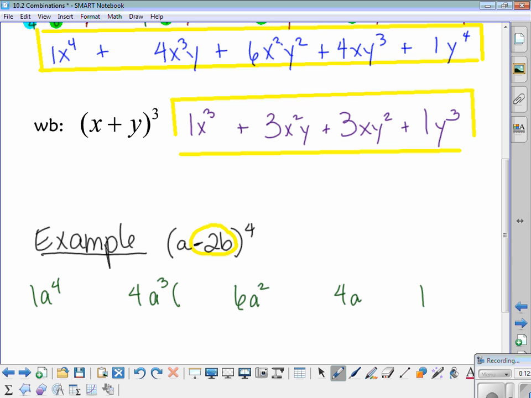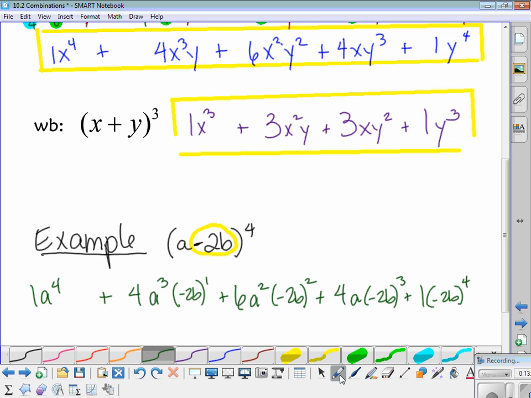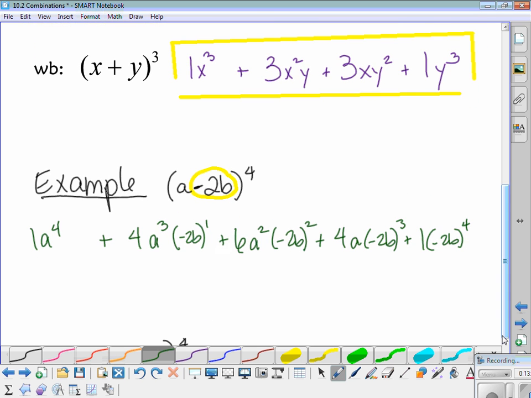But then for this next term, I've got negative 2b, and I'm raising it to the 1st power. Then I've got negative 2b to the 2nd power, negative 2b to the 3rd power, and negative 2b to the 4th power. Everybody follow that? Okay. So now I'm just going to go through and simplify each of those.